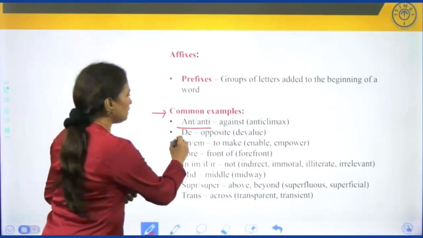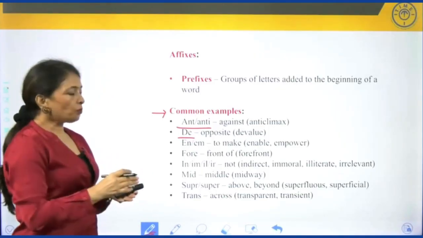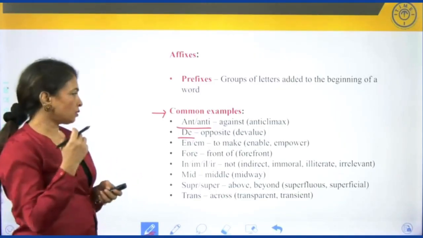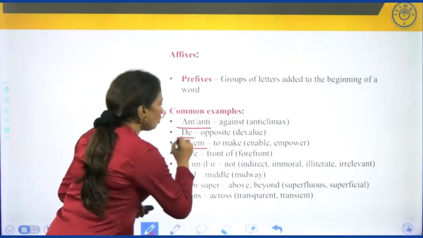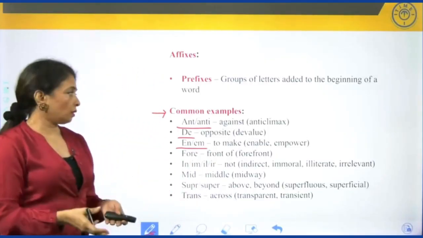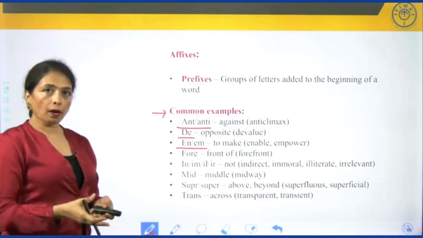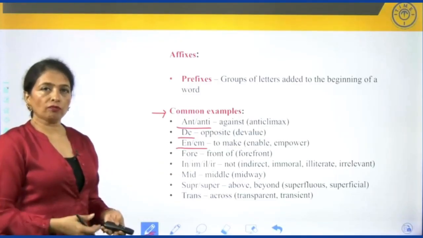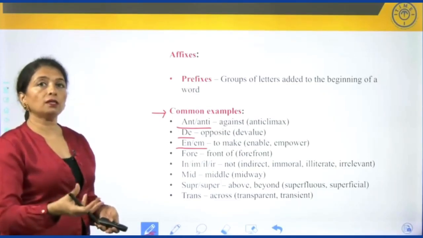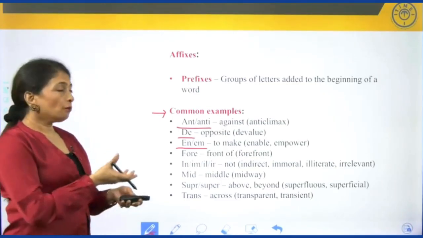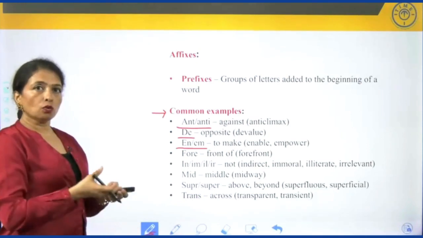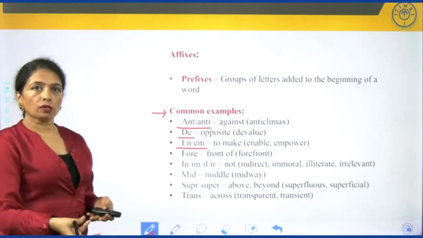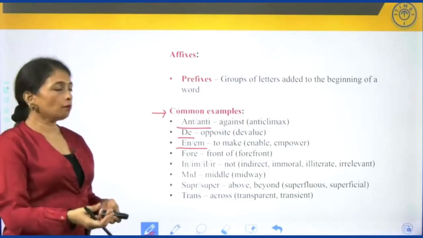Then we have D. It means opposite, and we have words like degrade, devalue, etc. N or M means to make: enable, empower. These are very common words. We come across these words so often. We talk about women empowerment, and in the word empowerment, which is a noun, there is a prefix M. So now is the time to stop, consider, recollect what it means, reinforce it and then move on.